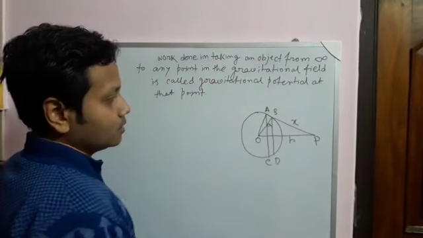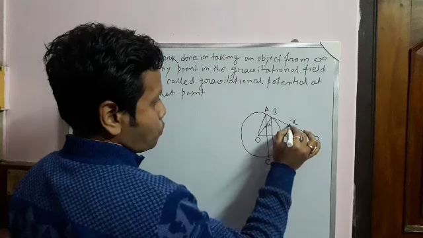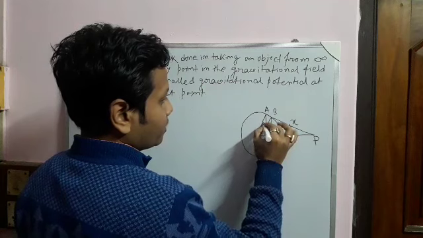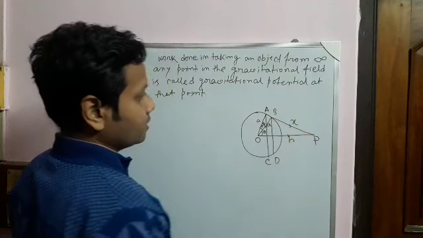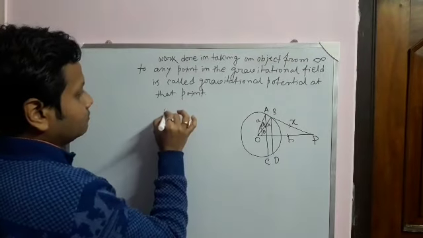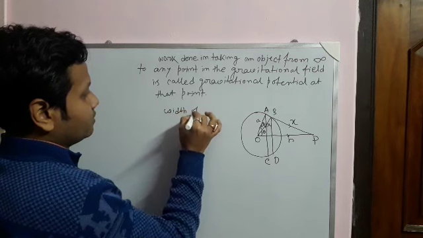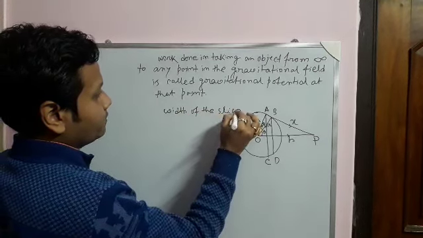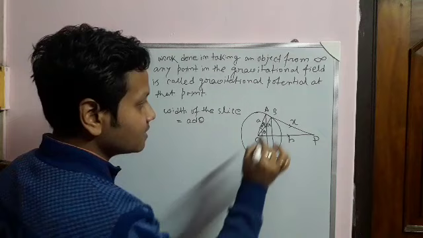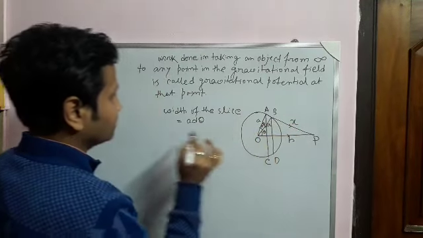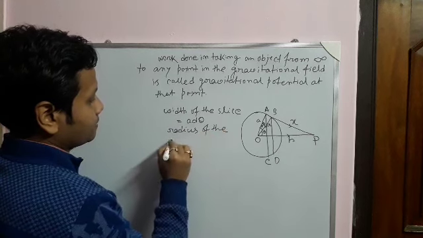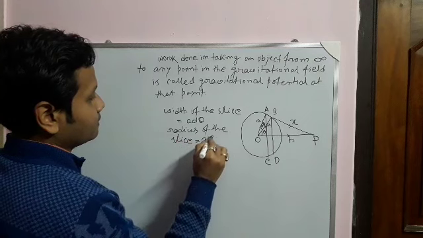Okay, so simply, if this is theta and you take this small angle d theta, now since d theta is small, this is also A. So what will be the width of the slice? The width of the slice will be this AB, that means A into d theta. And what will be the radius of the slice? Simply this line, which is nothing but A sin theta. So the radius of the slice is A sin theta.